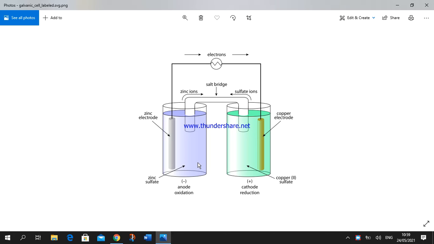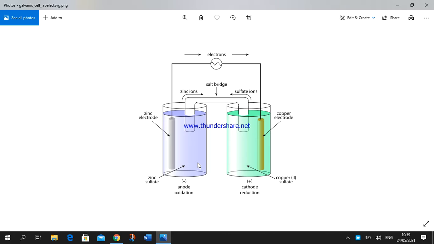Today, we will talk about another type of electrochemical cell known as a galvanic cell. A galvanic cell is a type of voltaic cell, defined as a device that uses a chemical reaction, especially an oxidation reduction reaction, known as a redox reaction, to create electricity.